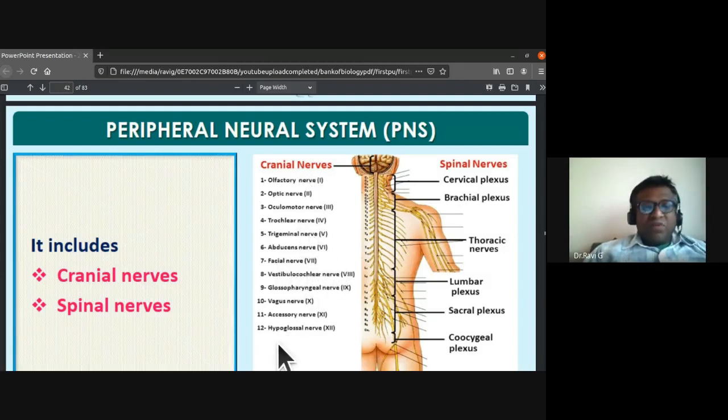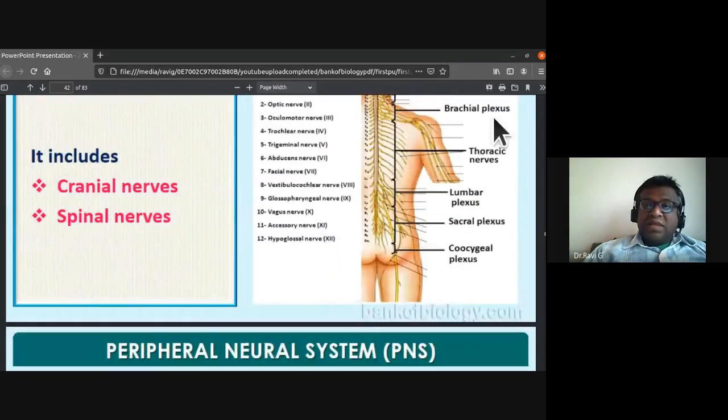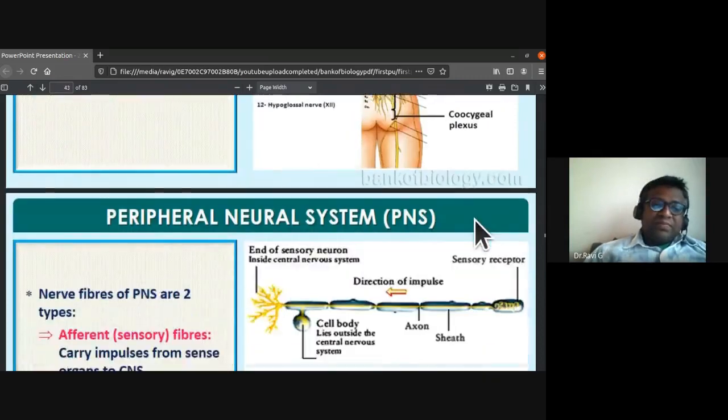This you need not remember, but I'm just talking about the 12 nerves that are there in the case of the cranial nerves. So 12 nerves arise from the brain, and spinal nerves arise from the spinal cord. They are of different types: brachial plexus, thoracic nerves, lumbar plexus, sacral plexus, coccygeal plexus.